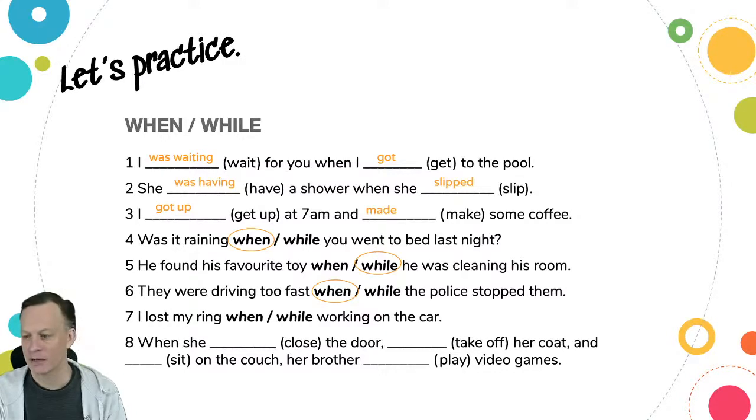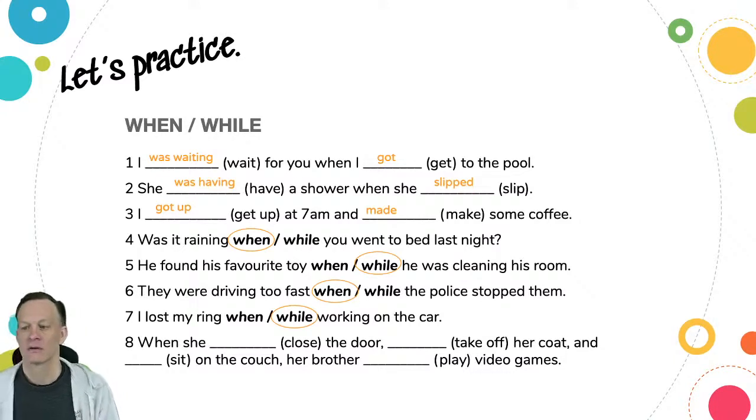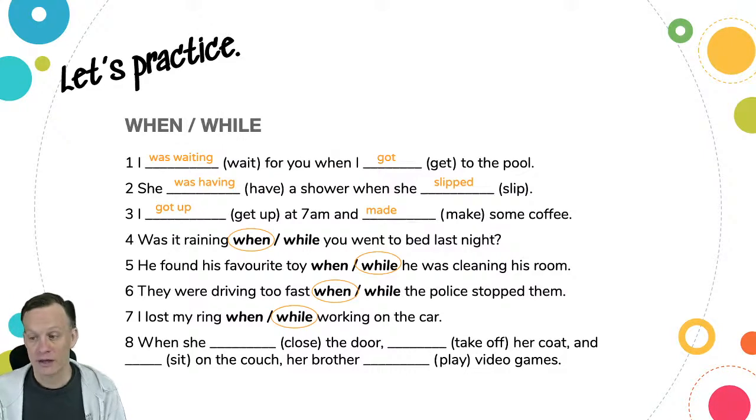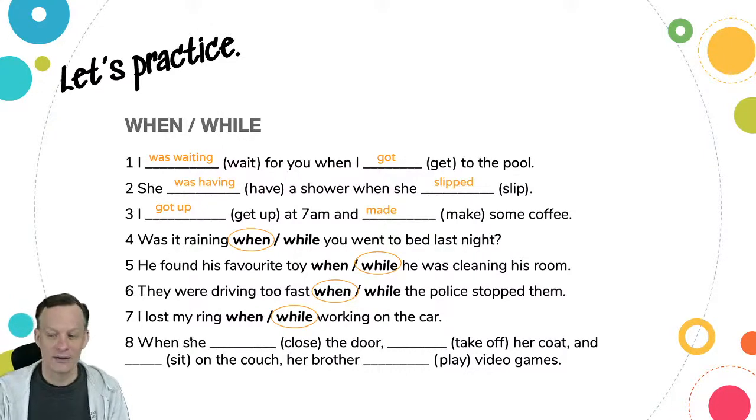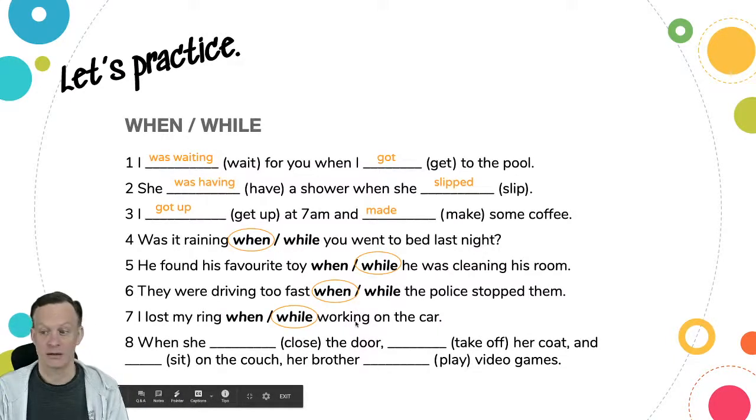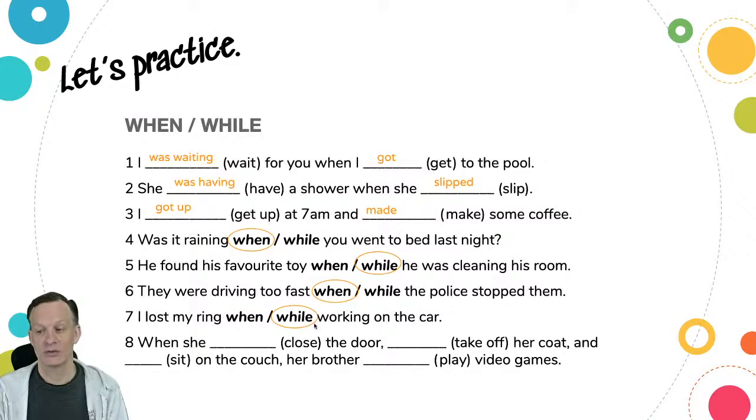I lost my ring, Ugo, while working on the car. Yes, very good. While working on the car. Notice one more quick thing. If the subject is the same, so I lost my ring and I was working on the car, we don't have to repeat the subject and we don't have to use the auxiliary verb. Okay, so the same thing here. I lost my ring while working on the car.